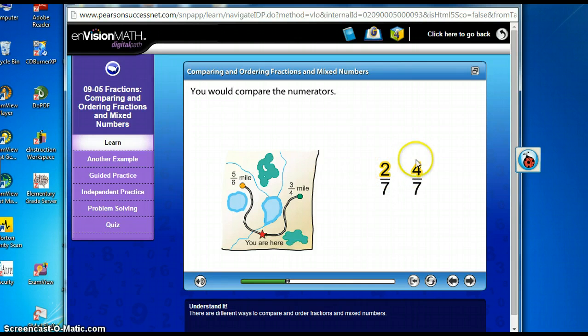2 is less, 4 is more, and so 2/7 is less than 4/7. Or we could say 4/7 is greater or larger than 2/7. Can you compare the numerators of 3/4 and 5/6? Can we compare the numerators? Not yet, because the denominators are not the same. No, because the denominators are different.